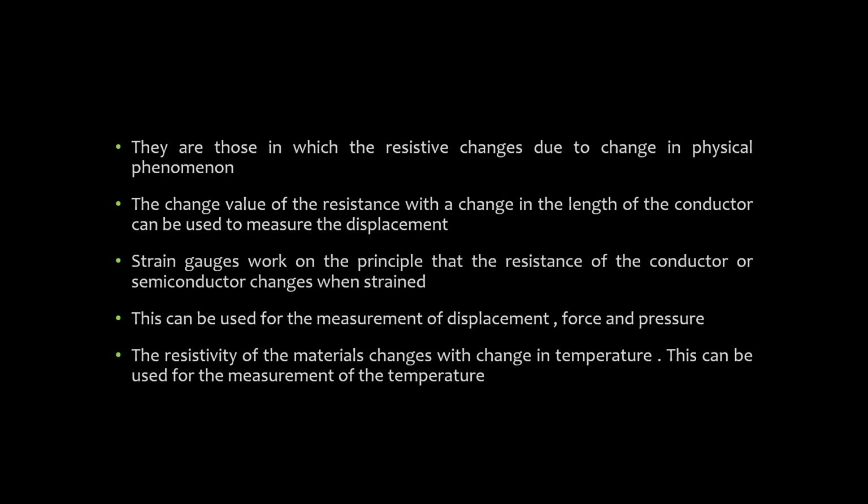So resistive transducers are those in which the resistance changes due to a change in some physical phenomenon. The change in the value of the resistance with a change in the length of the conductor can be used for the measurement of displacement. The strain gauge works on the principle that the resistance of a conductor or semiconductor changes when strained. So this can be used for the measurement of displacement, force and pressure. The resistivity of the material changes with change in temperature, which can be used in the measurement of temperature.